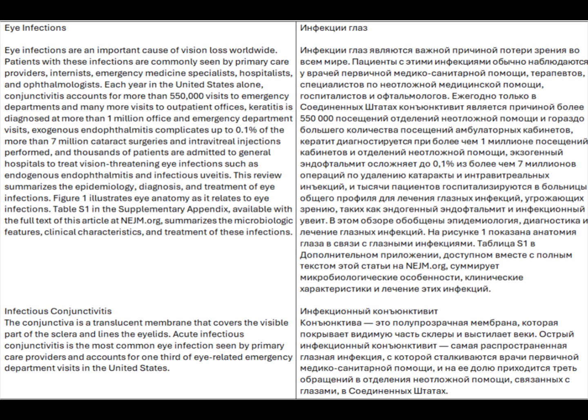Each year in the United States alone, conjunctivitis accounts for more than 550,000 visits to emergency departments and many more visits to outpatient offices. Keratitis is diagnosed at more than 1 million office and emergency department visits. Exogenous endophthalmitis complicates up to 0.1% of the more than 7 million cataract surgeries and intravitreal injections performed, and thousands of patients are admitted to general hospitals to treat vision-threatening eye infections such as endogenous endophthalmitis and infectious uveitis.